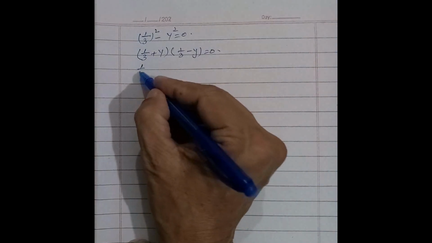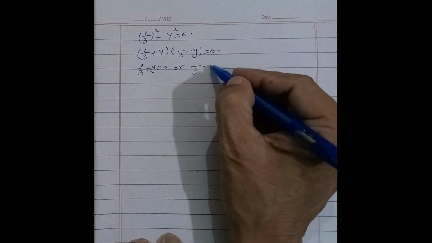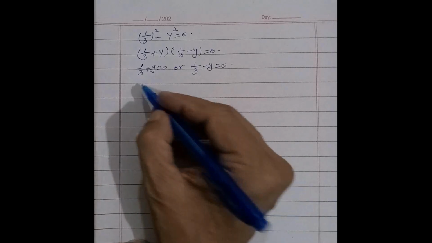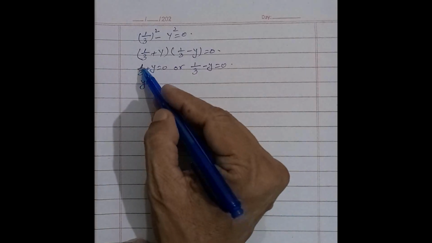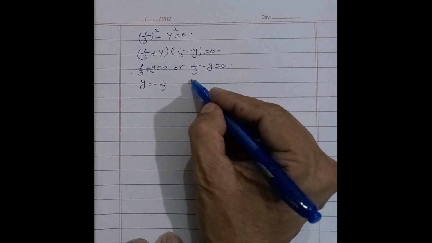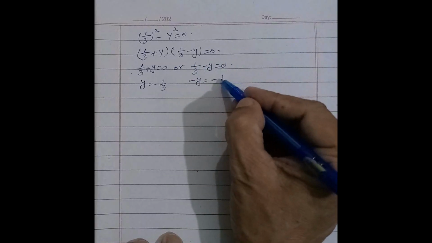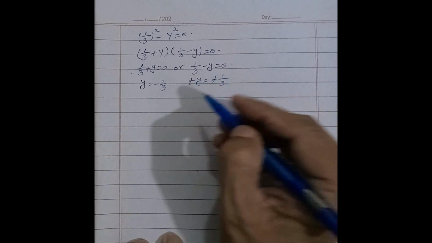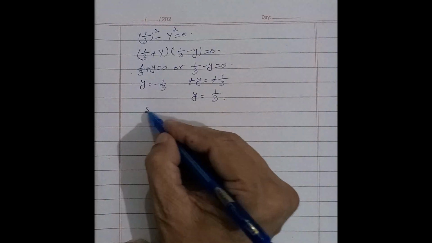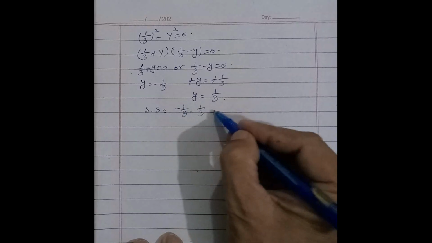And next, 1 over 3 plus y is equal to 0, or 1 over 3 minus y is equal to 0. Now we find the values of y. Y is equal to, we shift 1 over 3 to the right side, we get minus 1 over 3. And in the second portion, we shift 1 over 3 to the right side, we get minus y is equal to minus 1 over 3. Minus cancelled with the other minus, we get y is equal to 1 over 3. Hence the solution set of this question is minus 1 over 3 and 1 over 3.